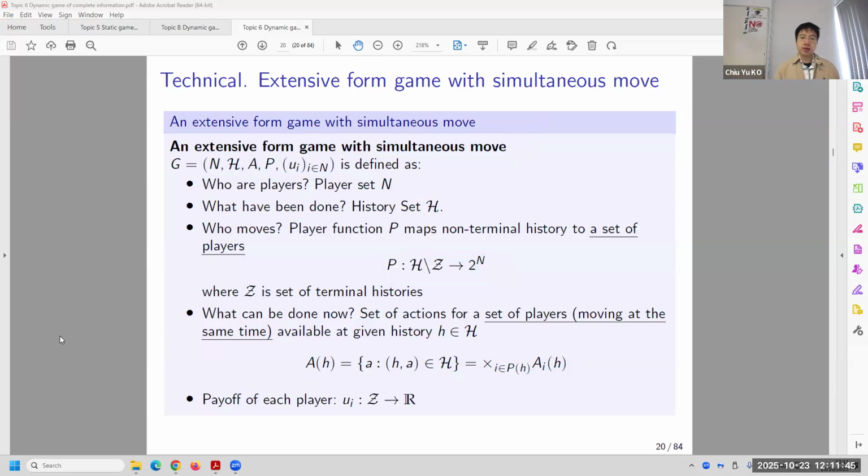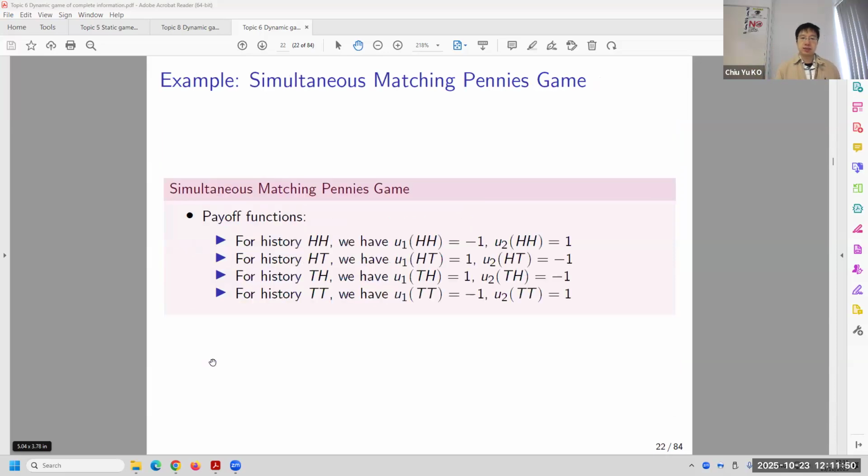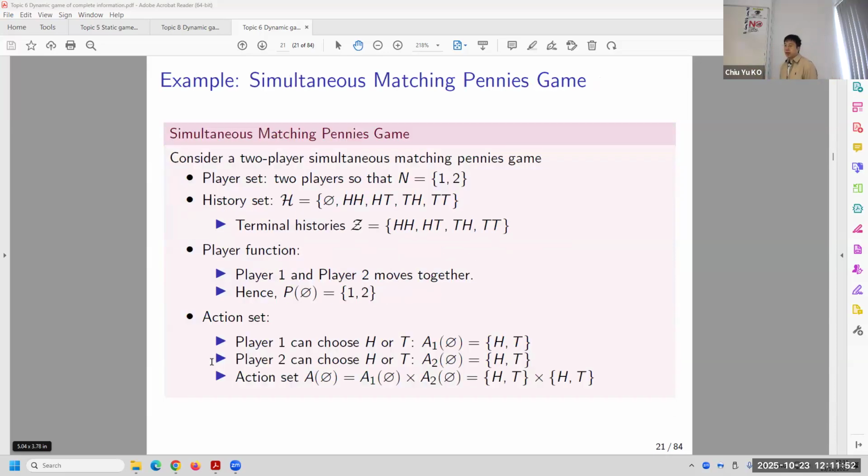And in terms of the game tree, it's also very simple. But let's see this example again. This incorporates the simultaneous matching pennies game. Now they move together. The history is only this one. There's no H and T, it's gone, right? Because the two players move together. There's one stage, they move together.